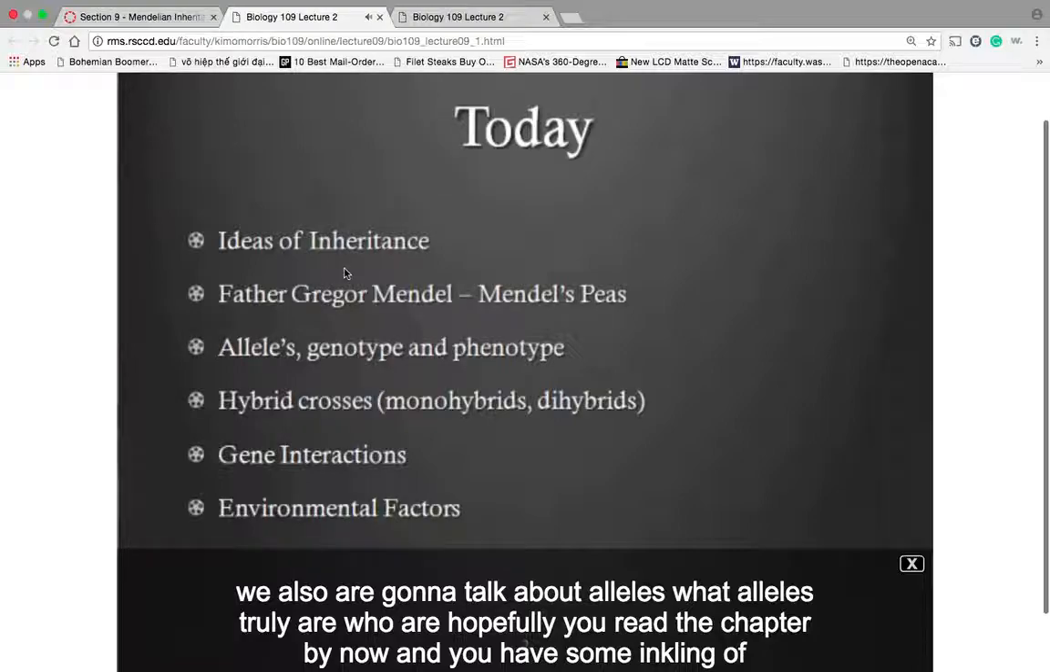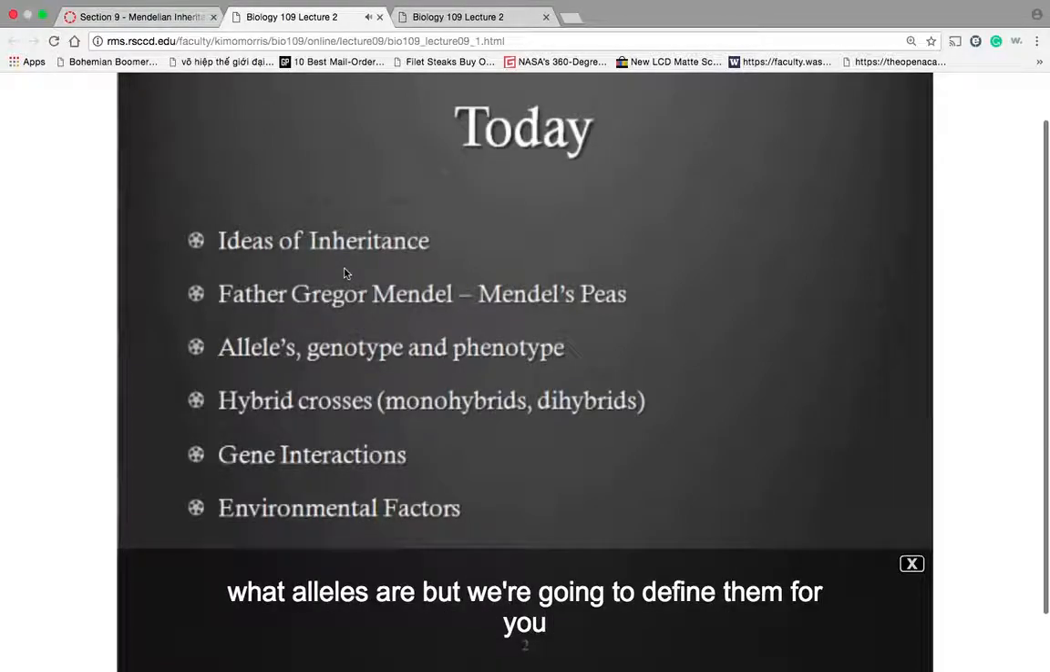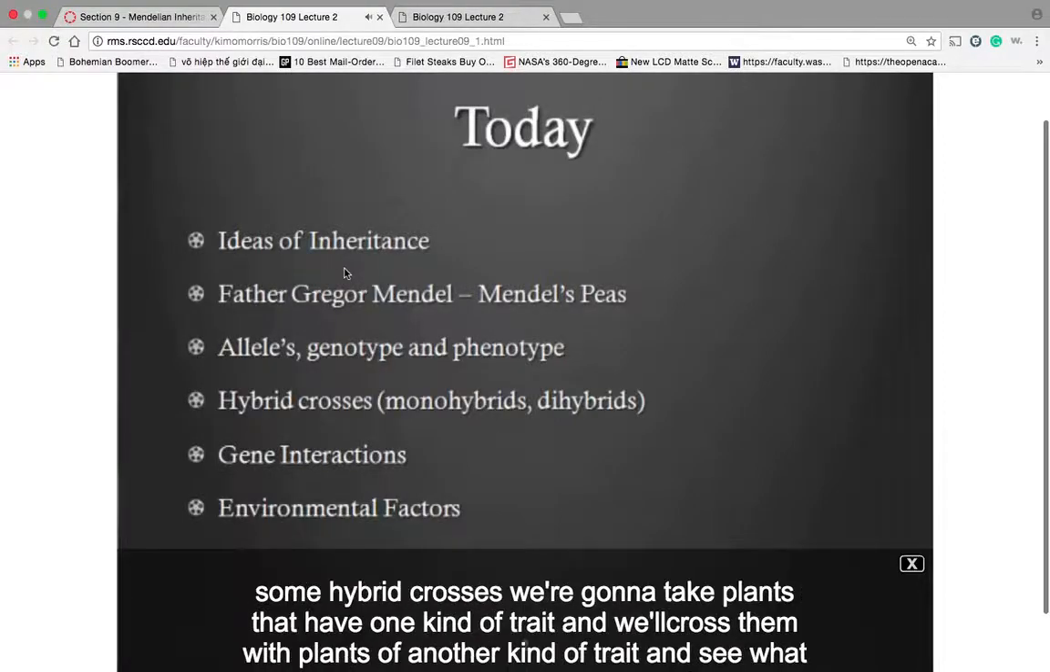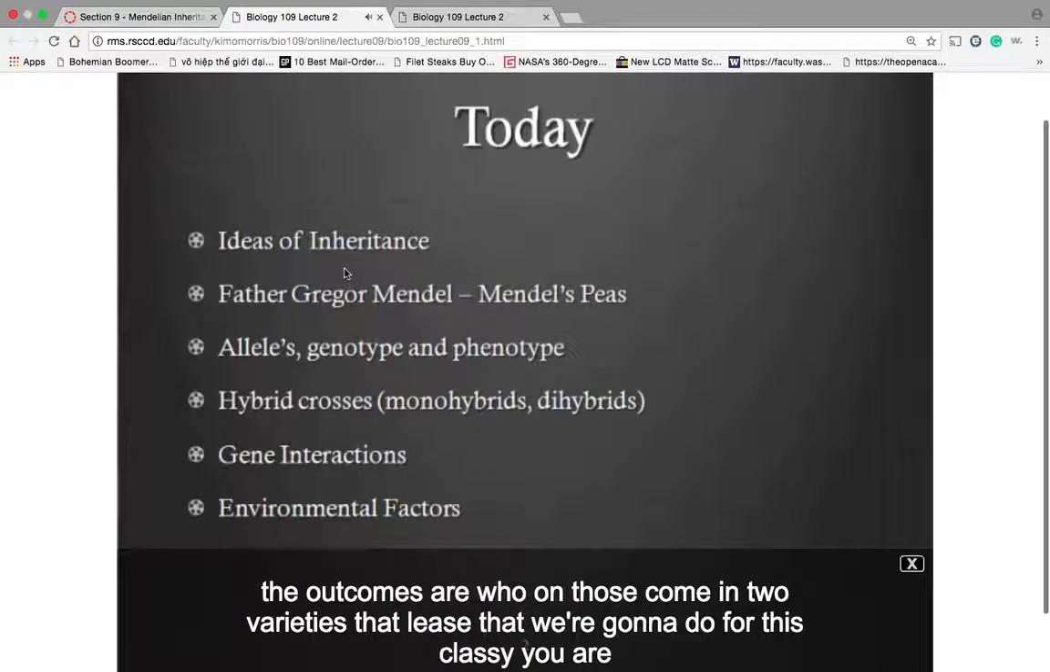We also are going to talk about alleles and what alleles truly are. Hopefully you've read the chapter by now and you have some inkling of what alleles are, but we're going to define them for you in a few slides. We're going to talk about the difference between genotypes and phenotypes, and we're also going to then conduct some hybrid crosses. We're going to take plants that have one kind of trait and we're going to cross them with plants of another kind of trait and see what the outcomes are.